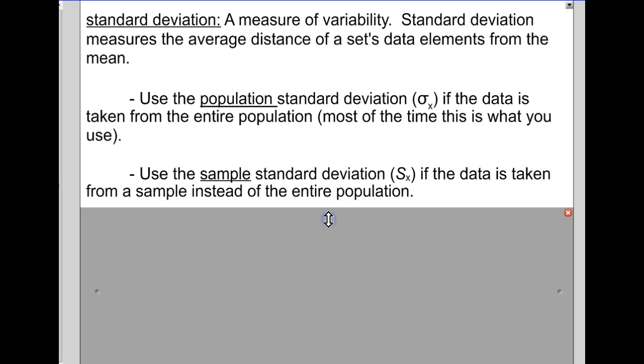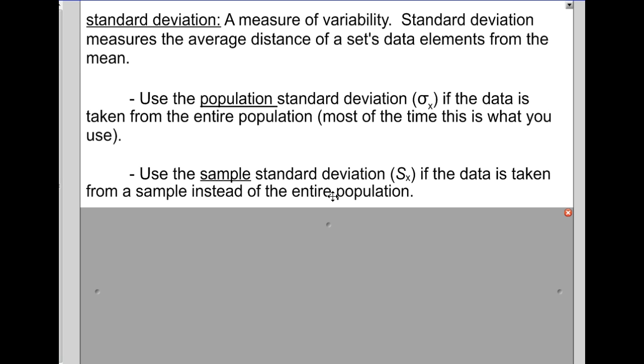The sample standard deviation is what we'll use if the data is taken from a sample instead of the entire population. I'm going to give you an example of what that might be. If you think about the math class that you're in, if I took the heights of the students in that math class compared to the heights of all the students in JD High School, do you think the heights of the math class would have more variability or less variability than the entire school? And hopefully you think that there is less variability in the math class than there would be if we took the entire school.